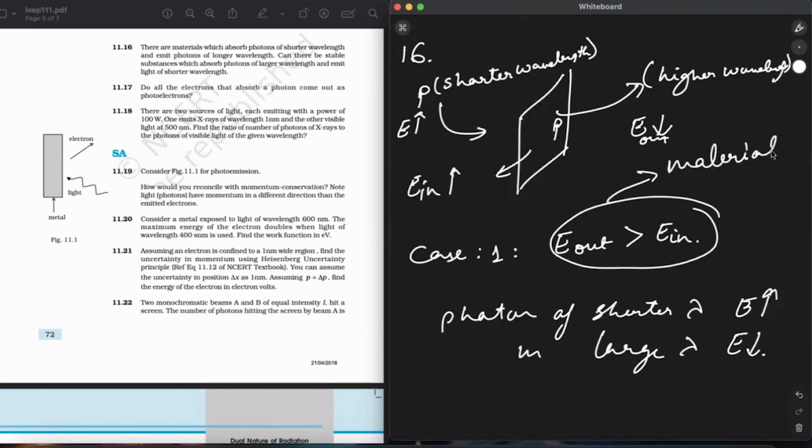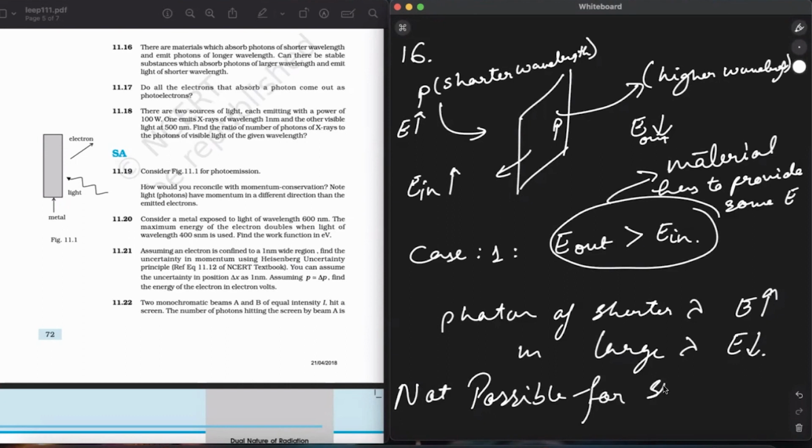the material has to provide some energy. So this is not stable. So not possible for stable compounds.